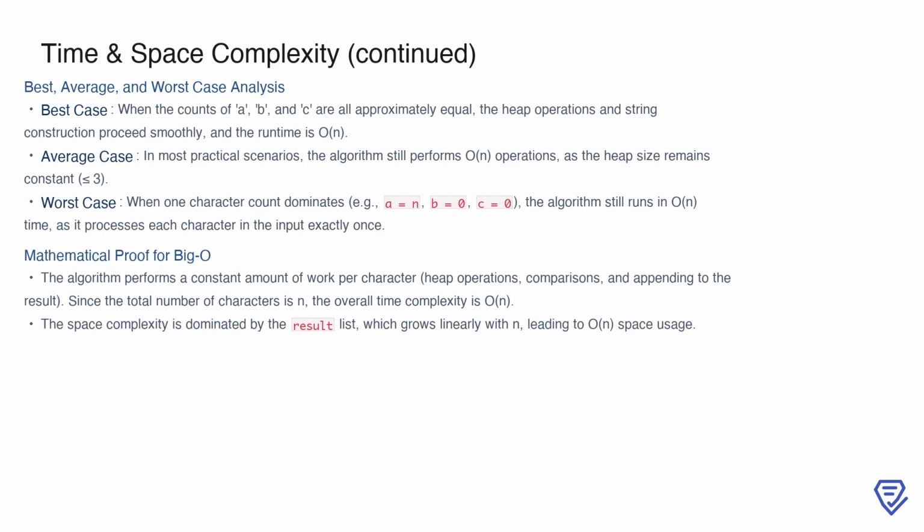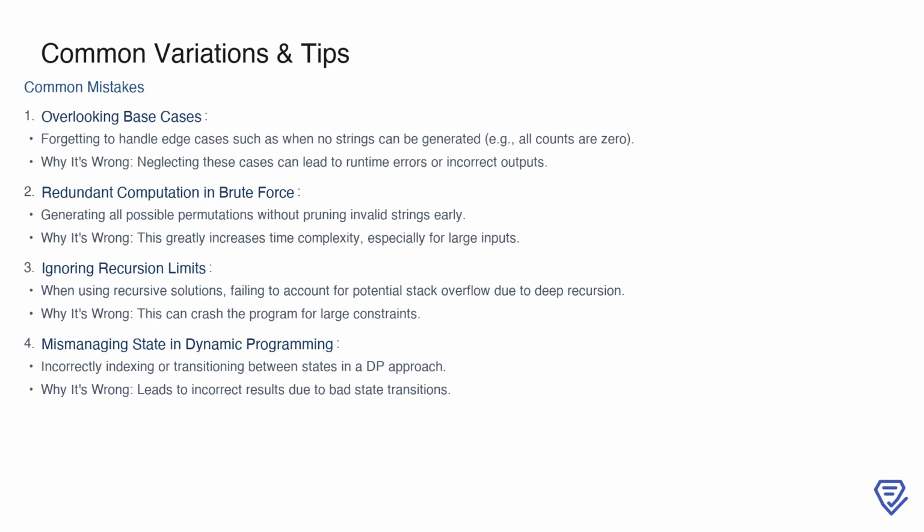A mathematical proof of the big O complexity confirms that the work done per character, including heap operations, comparisons, and appending to the result, is constant. Since the total number of characters is n, the overall time complexity is O(n). Similarly, the space complexity is dominated by the result list, which grows linearly with n, giving us a space usage of O(n). On this slide, we focus on some of the most common mistakes developers encounter when solving this problem.